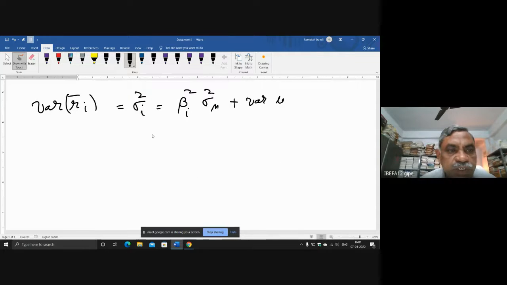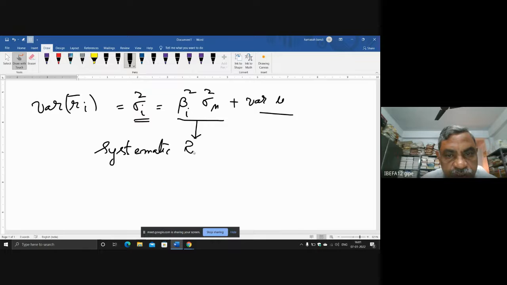So this has two parts. Actually, what is this? This is variance of the return, expected return. It has two components. One component is this and another component is this. So this component of the risk is known as systematic risk. This is known as systematic risk. And the systematic is associated with the market. It is associated with the market.